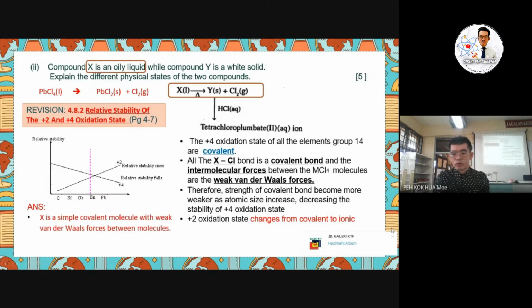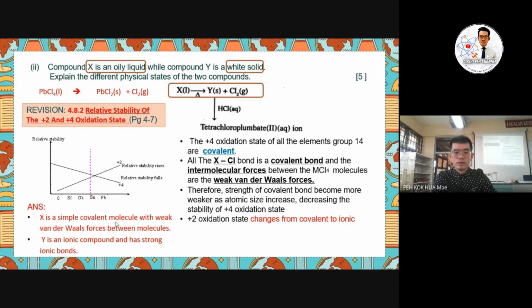Okay, so the first, X is a simple covalent compound with van der Waals forces between molecules. That's why compound X exists in liquid form. While compound Y is a solid because Y is an ionic compound which has strong ionic bonds. So this will be 2 marks.